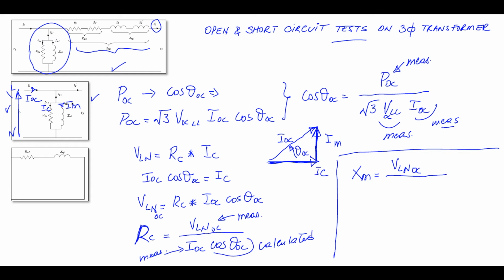the current here, which is IM, and IM as a function of IOC will be IOC, which is I open circuit, times sine theta, which is this quantity IM. So I open circuit sine theta open circuit. So you can find the cosine inverse, which will give us theta, and sine theta. So theta will be known, and you can calculate its sine quantity. So those are the two parameters we're looking for, for the core.